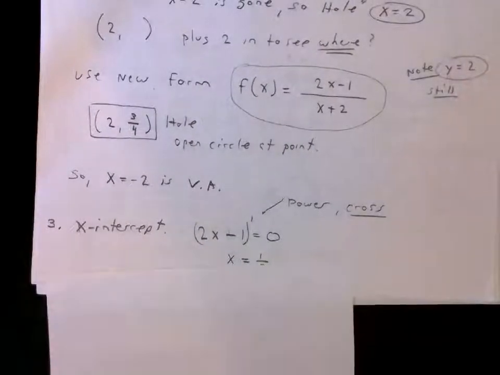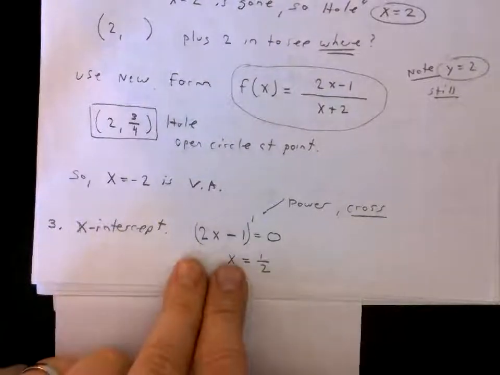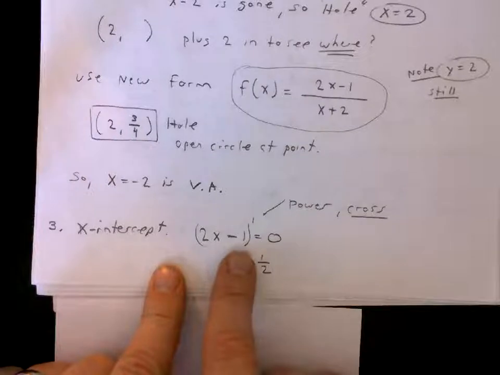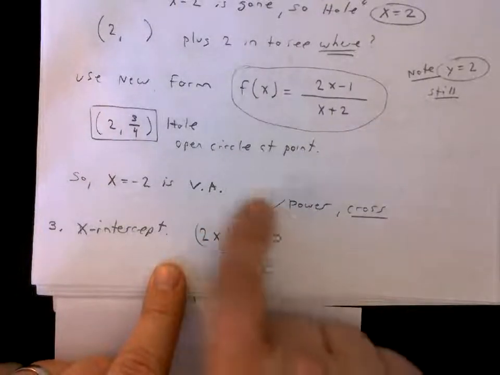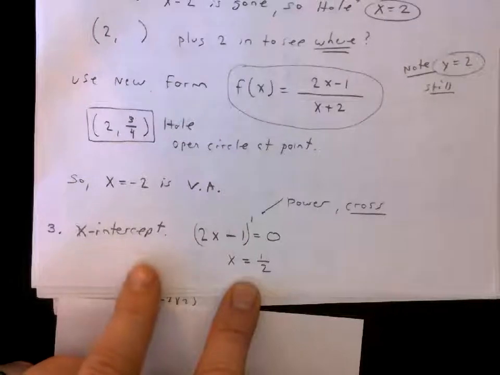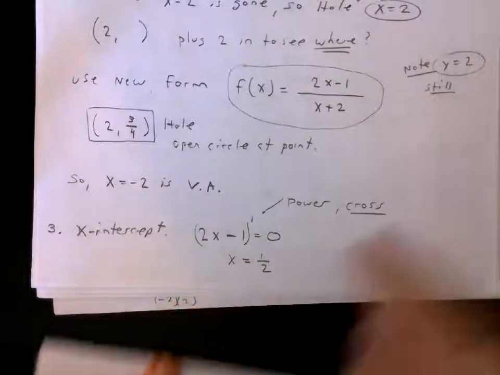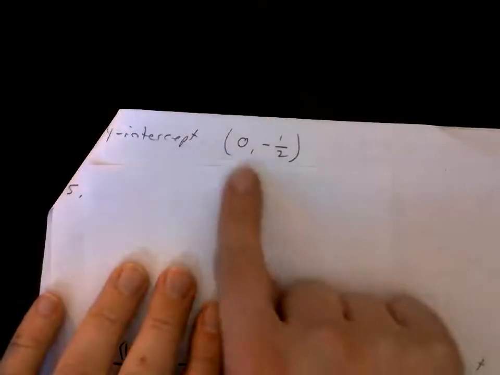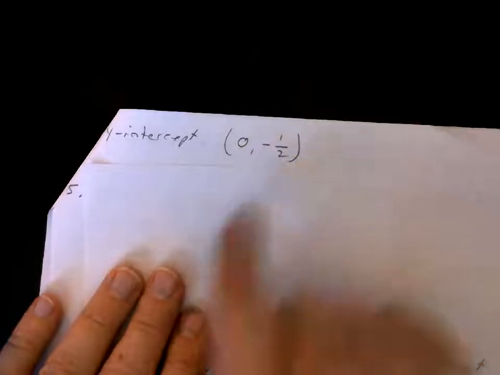Next, step 3, x-intercepts. Remember, when we factored our form, this was our top number only. We don't have the x minus 2 anymore. It's just that one. So that's our only x-intercept, at 1/2. Okay, step 4 says find the y-intercept. Well, let x equal 0, and we get -1/2.